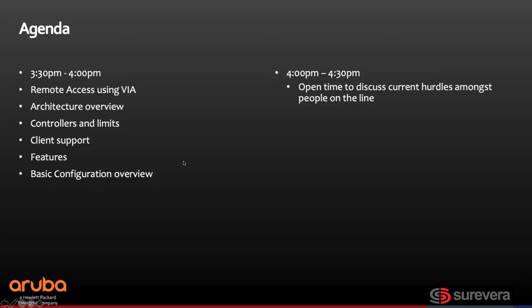So today we're going to look at remote access using VIA, like Jess introduced for the topic today. We'll go through the architecture very quickly, look at the controllers that are able to support it and what their limits are, the clients that are supported for this, features, and then we'll go through quickly a basic configuration overview. And then as always, at the end of the time, we'll open up the lines for conversation, talk about any current hurdles you are going through, or any topics that you want to talk about in a technology base with peers that are on the call today.